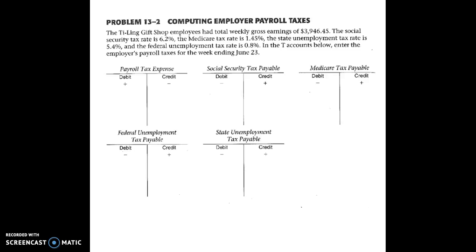In the T accounts, enter the payroll taxes for the week ending June 23. So calculate based off of gross earnings, the percentage of the deductions, and then put them in the proper accounts. This number right here is the total salary, this is the payroll tax expense, this is the amount of money that is going to be taxed. How much of it is going to be Social Security tax payable, liability credit, Medicare tax payable, liability credit, federal unemployment tax payable, liability credit, state unemployment tax payable, liability credit. So give this one a try on your own. We will go over the solution as well as finish this problem in class next time we meet.